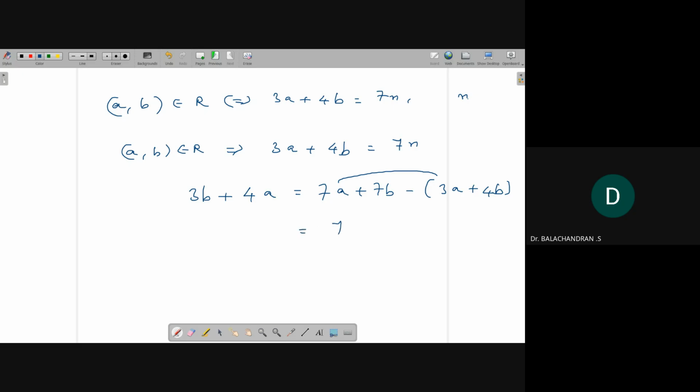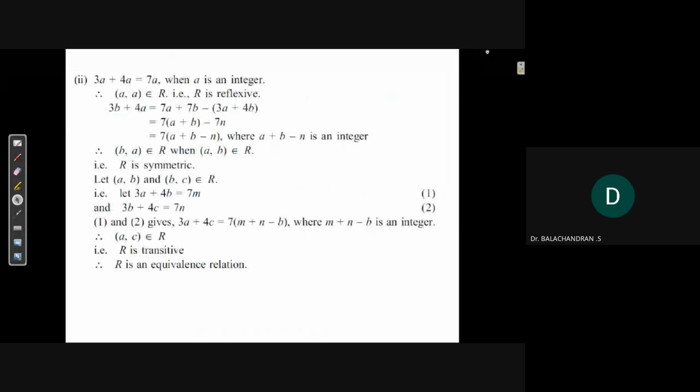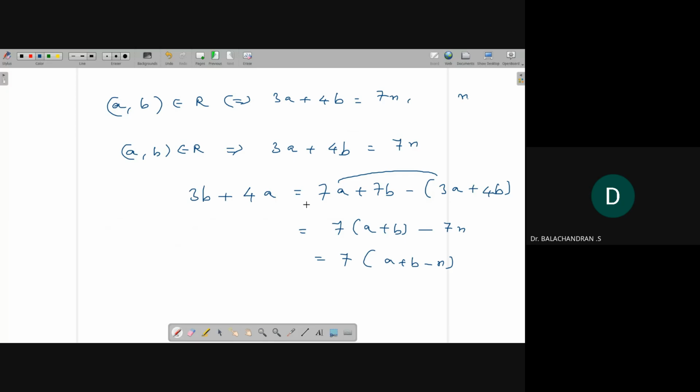So now 7 into a plus b minus 3a plus 4b, which is 7n. So this is equal to 7, which is common, into a plus b minus n. We know that a, b, n are all integers. So a plus b minus n is also an integer, and it is a multiple of 7.